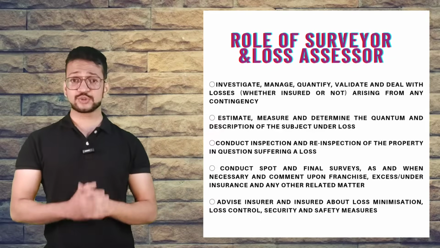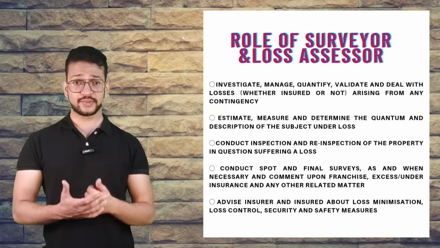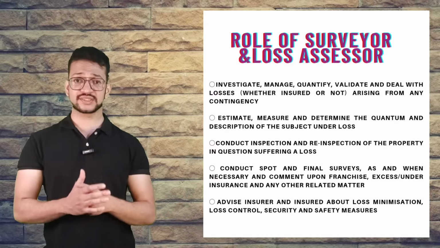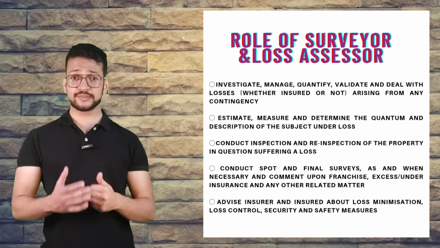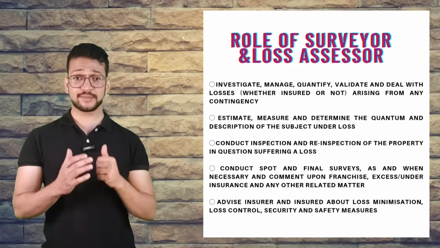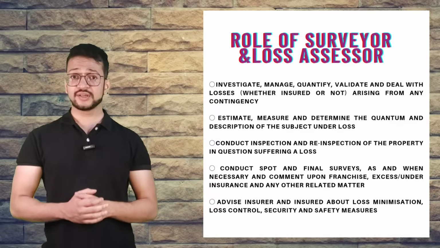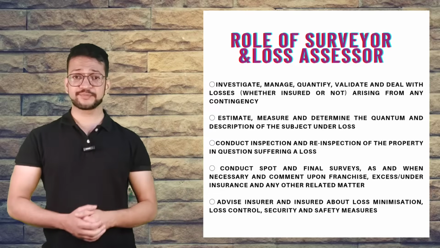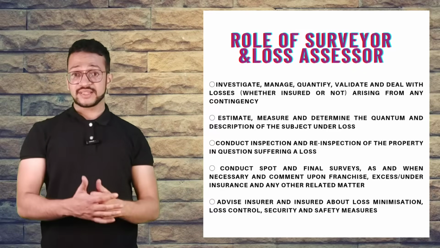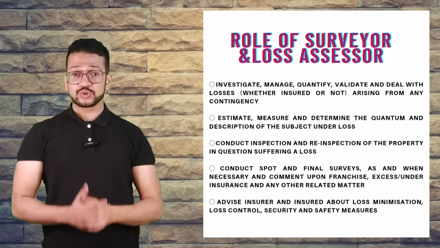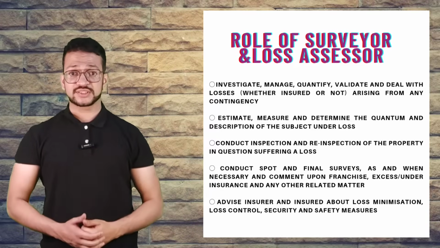Number 1 is to investigate upon the loss. Number 2 is to estimate, measure and determine the amount of the loss and the subject matter of the loss. Number 3 is to do inspection and re-inspection of the property, which is the subject matter of loss. Number 4, he is required to do the spot survey, final survey. And the fifth one is to advise insurer and insured on loss minimization, loss control, security and safety measures.